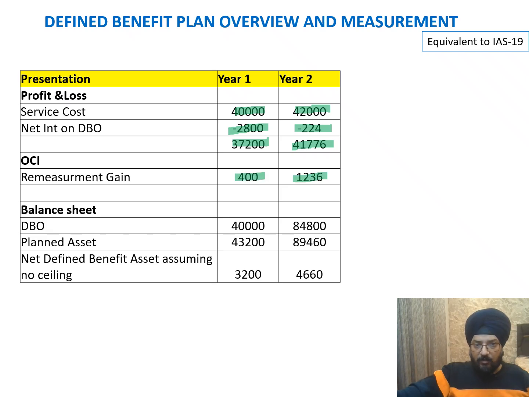And in my balance sheet, we have a DBO of 40,000 in the first year, 84,800 in the second year, plan asset 43,000 in the first year, 89,460 in the second year. In both the cases, my plan asset is more than my DBO, and hence we have a net defined benefit asset, assuming no ceiling, of 3,200 in the first year and 8,460 in the second year. So this is a bit of a complex example, but this is how it is represented and shown in the financial statements. So we'll move to the next slide.